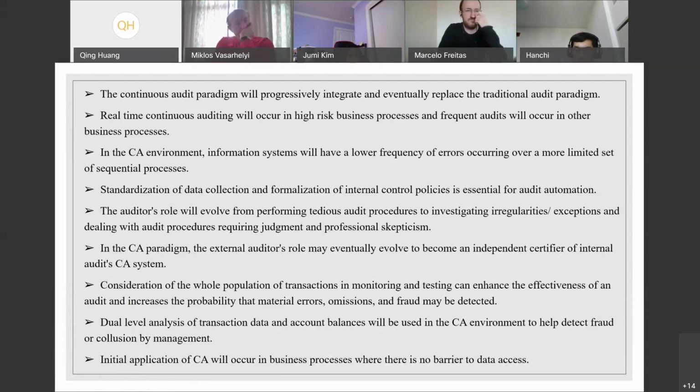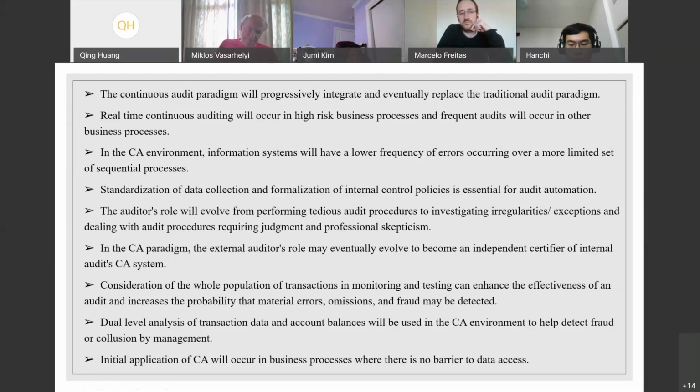In the continuous audit environment, information systems will have a lower frequency of errors occurring over a more limited set of sequential processes. Standardization of data collection and formalization of internal policies is essential for audit automation. The auditor's role will evolve from performing audits to investigating irregularities or exceptions and dealing with audit procedures requiring judgment and professional skepticism. And in the continuous auditing paradigm, the external auditor's role may eventually evolve to become an independent certifier of the internal auditors' continuous auditing system.